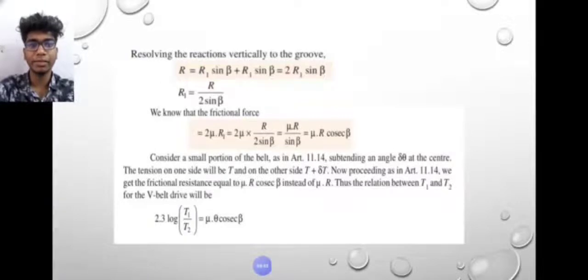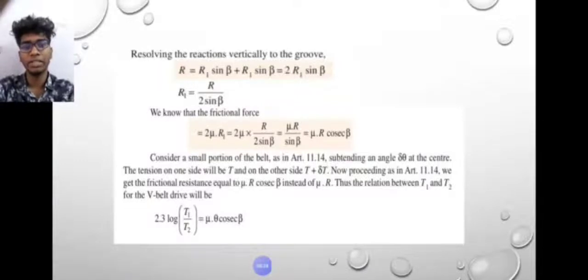Resolving the forces vertically to the groove, we get R is equal to R1 sin beta plus R1 sin beta, which is equal to 2 into R1 sin beta. Now the equation can be written as R1 is equal to R by 2 sin beta. We know that the frictional force F is equal to 2 mu R1, that is 2 mu into R by 2 sin beta, which is equal to mu R by sin beta, equal to mu R cosecant beta.